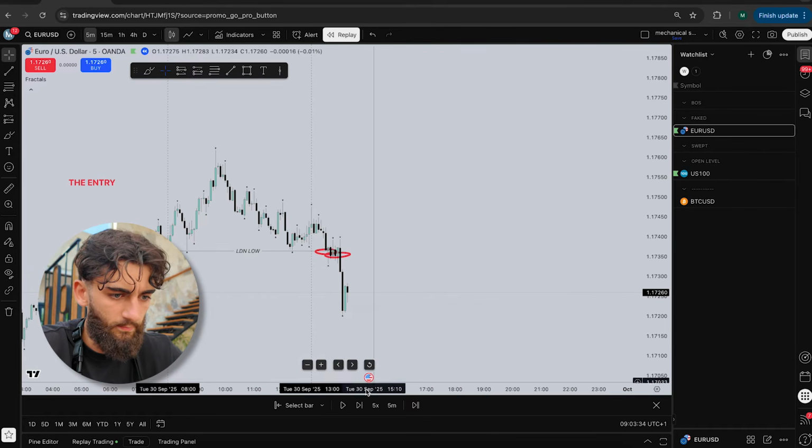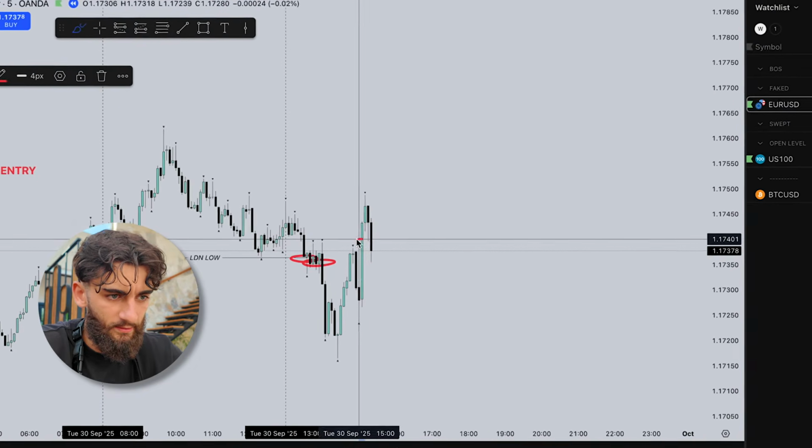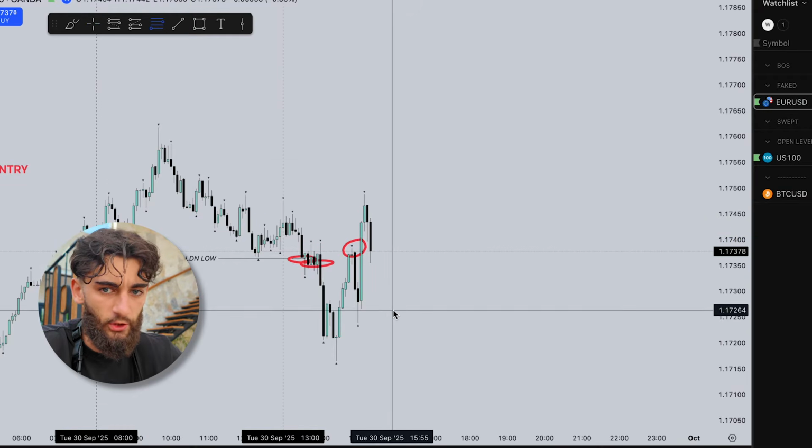Price moves a little bit lower. We'll zoom out. Boom. Price has broken structure right here. Now, what you've been waiting for, the fib tool for the entry.